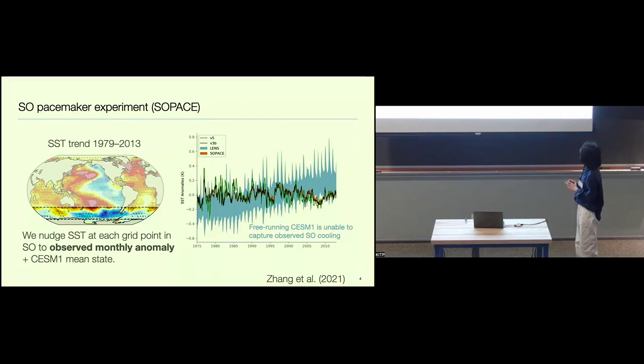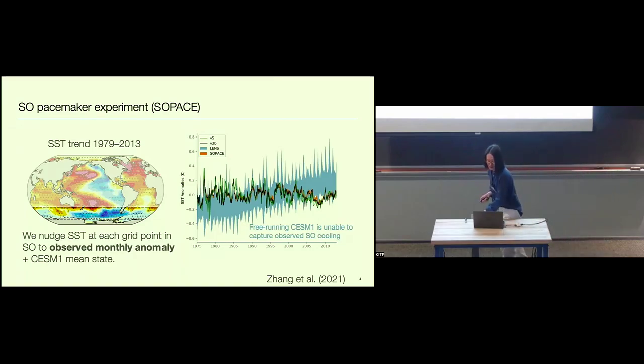And to do this pacemaker experiment, after nudging the SST, the Southern Ocean temperatures are shown in the orange, which is hard to see by design, right? We're nudging the SSTs there, so it should follow the observations, and that's indeed what we see.